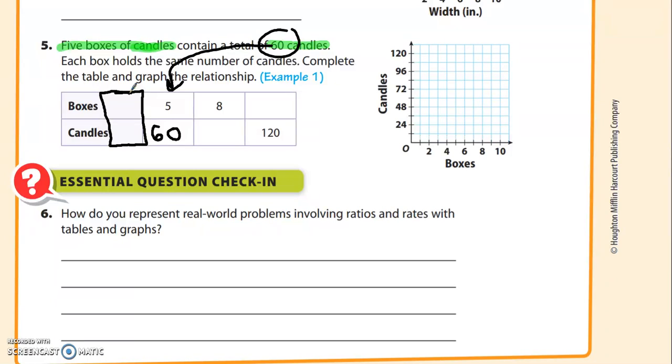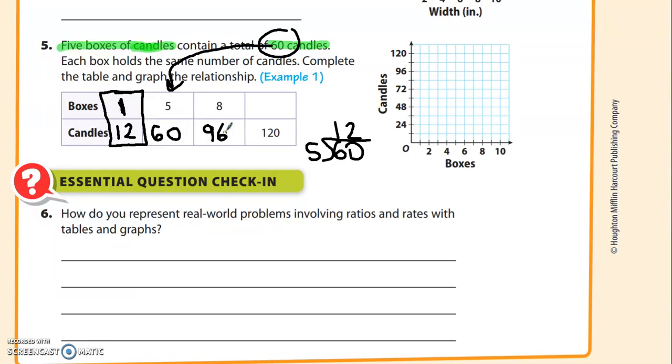Find the unit rate. If 5 boxes contain 60 candles, how many candles does 1 box hold? You can simply do that by doing 60 divided by 5. And you probably have that memorized, or you can use your multiplication chart. 5 goes into 60 12 times. So that means that 1 box is 12 candles. Now that information, that unit rate right there, can help you get all the rest of the numbers. If 1 box contains 12 candles, then 8 boxes would be 8 times 12. 8 times 12 is 96.